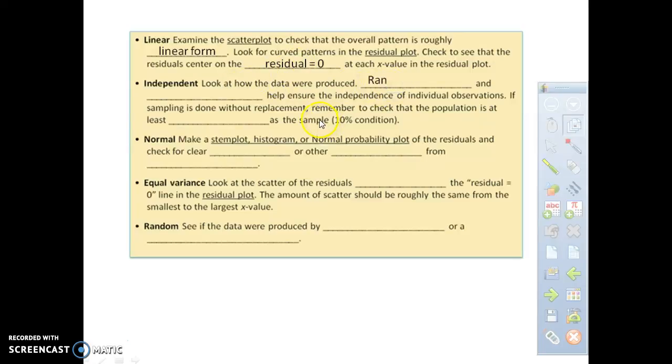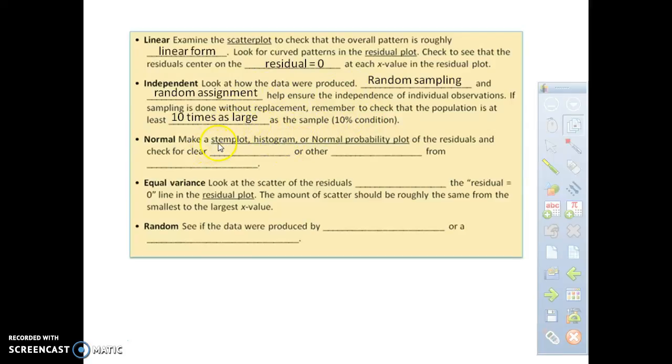Independent, look at how the data were produced. Random sampling and random experimentation will take care of that. And with experimentation, we need to make sure we do random assignment. If you are sampling without replacement, you need to make sure that your 10% condition is met. So you have something to think about when you look at independence.